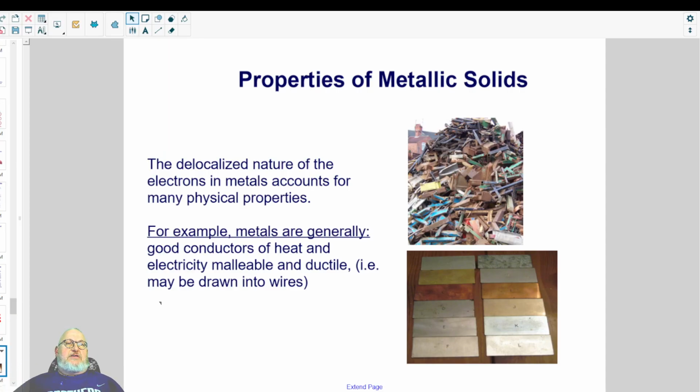Because these valence electrons are delocalized, this accounts for many of the physical properties of metals, which are very important. Metals are very good conductors of heat. That's why we can cook with them. They're also good conductors of electricity, and they're very malleable, so you can flatten them out, and they're very ductile. You can draw these metals into very thin wire.